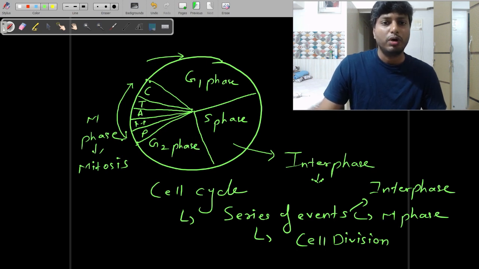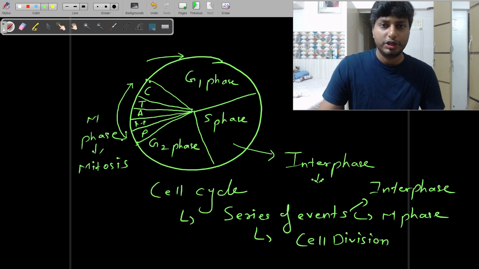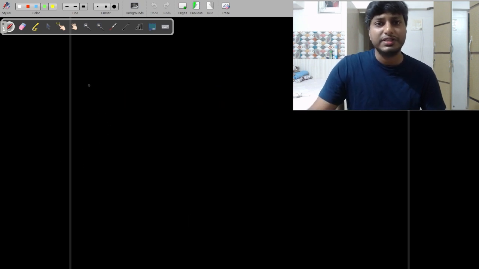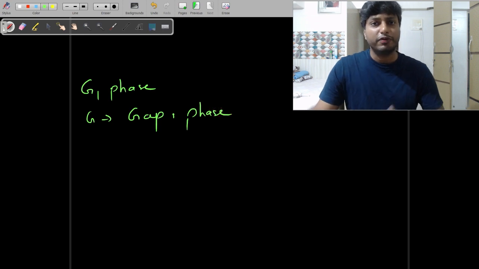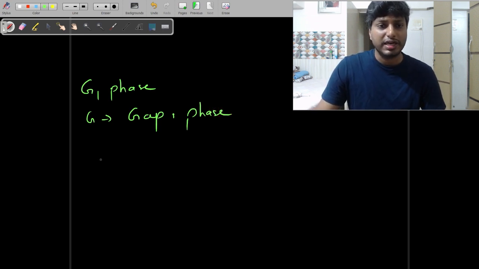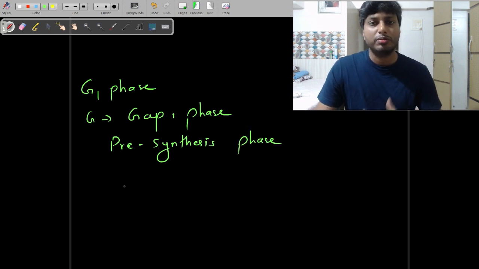Correct? So now, one by one, we will understand what happens in the G1 phase, what happens in the S phase, and what happens in the G2 phase. The interphase is divided into 3 subphases, and the first is known as the G1 phase. Dear students, here the word G stands for gap, so it is also called the gap 1 phase. Since it is before the S phase, and the S phase stands for synthesis, it is also known as the pre-synthesis phase. We are going to understand what happens in the S phase also, but before that let's talk about G1.